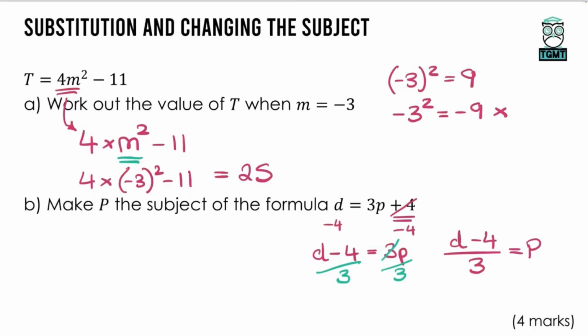It doesn't matter whether the subject that you're looking for is on the left or the right of the equal sign. It's now on its own. Typically on a dotted line, it might say p equals and then give you the dotted line. And then in that situation, we would just write d minus 4 over 3 and just swap those pieces over.